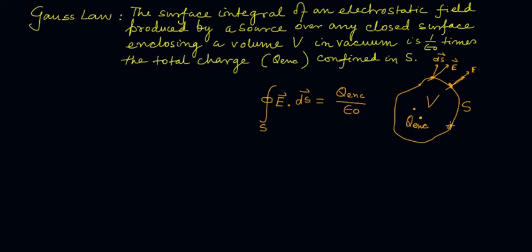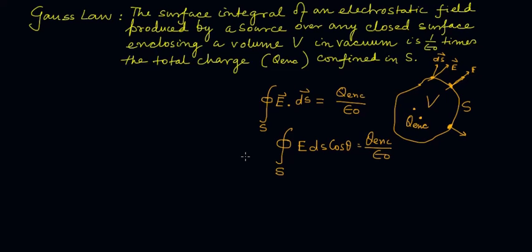Suppose you are here, the electrostatic field may be parallel to the elemental surface area, or it may be at an angle. It doesn't matter. The dot product will manage that angle. So this will be E ds cos theta equals Q enclosed over epsilon 0.